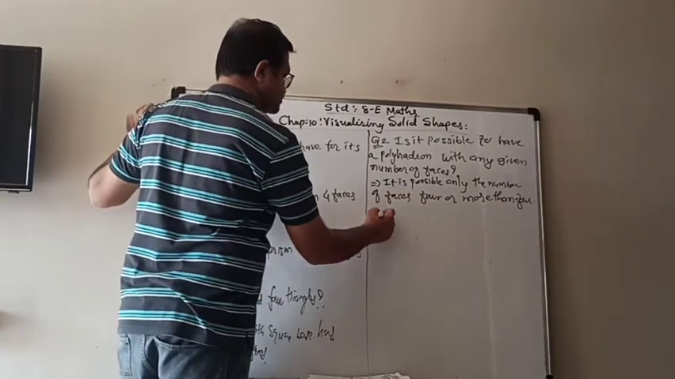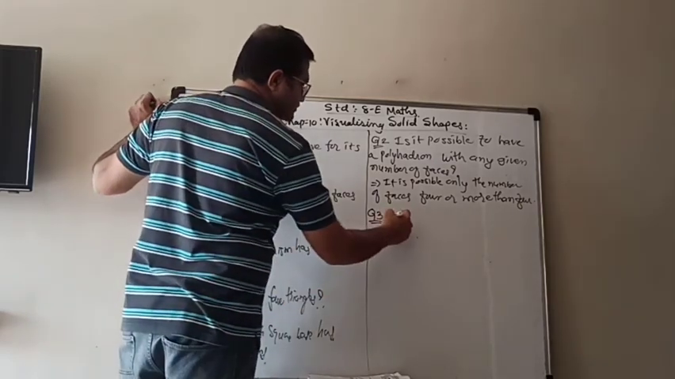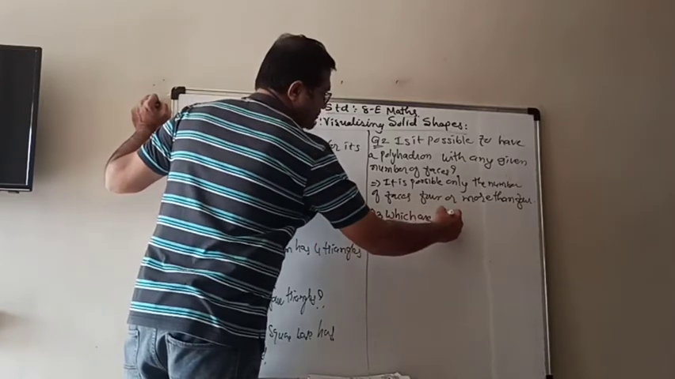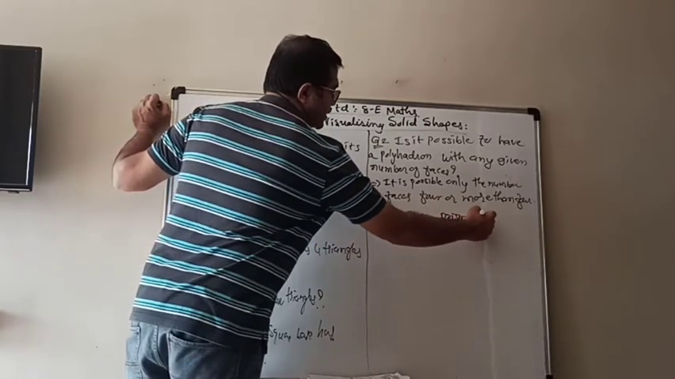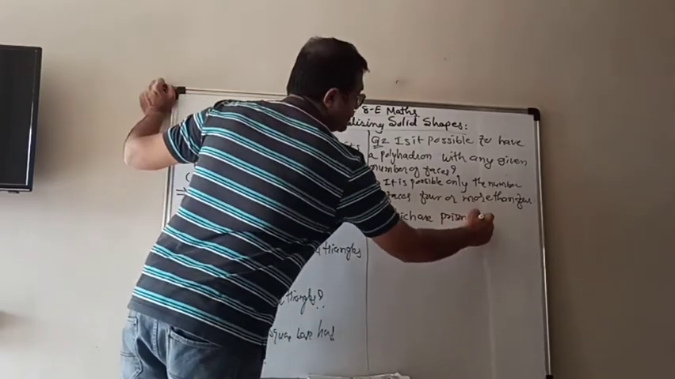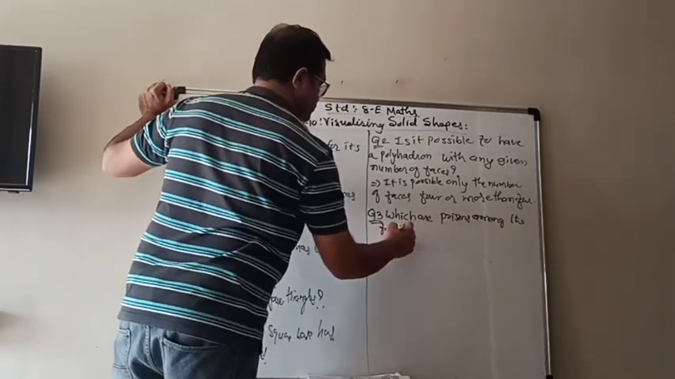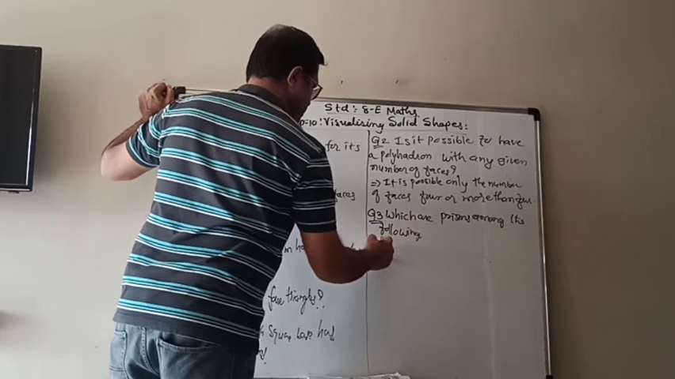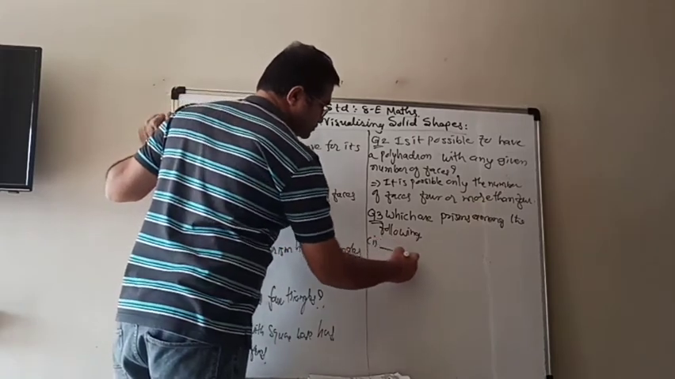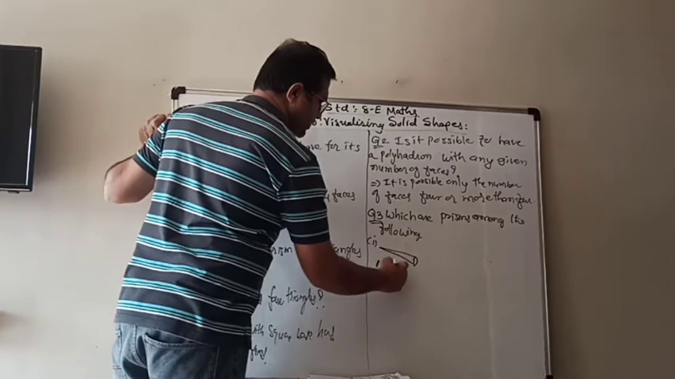Question number 3. Which are prisms among the following? Now first one is a nail like this. A nail.